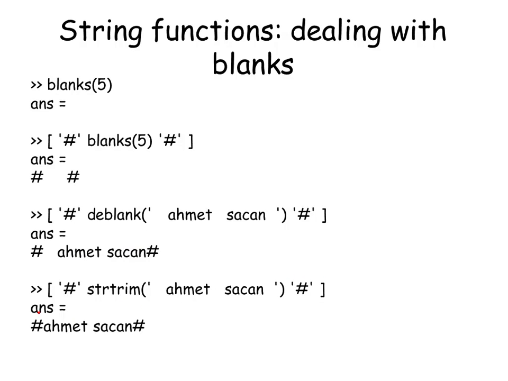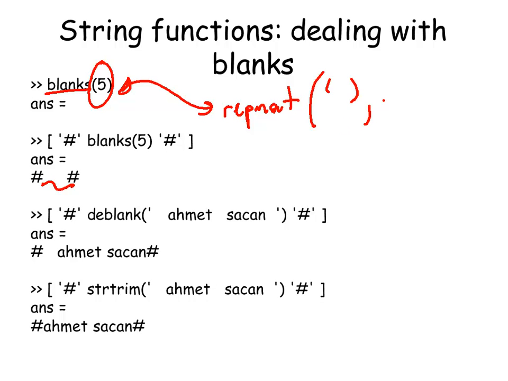To generate a number of blanks, you can use the blanks function. So this will give you 5 blank spaces. You can also use the repmat function that we saw, that replicates a matrix. So the equivalent of this blanks function would be repmat, a single space, comma, 1 row, 5 columns. This will replicate the given matrix, which is a single character. Along the rows, you replicate it once, meaning you don't replicate it, and along the columns, you replicate it 5 times, which will give you 5 blank spaces.